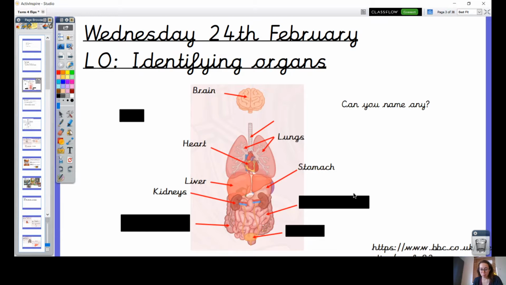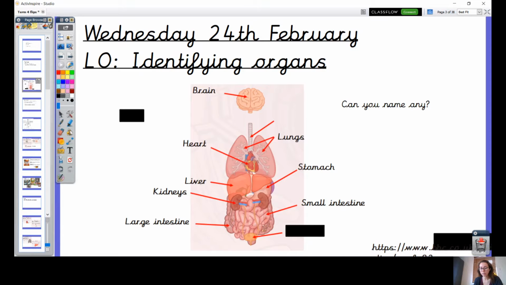So they're the kidneys. And then we can see from the stomach, where the food is coming down and being digested, it goes into two intestines. We've got the small intestine and we've got the large intestine. Okay. And then the other part here, this is where we would go to the toilet to relieve ourselves. So this is the bladder.